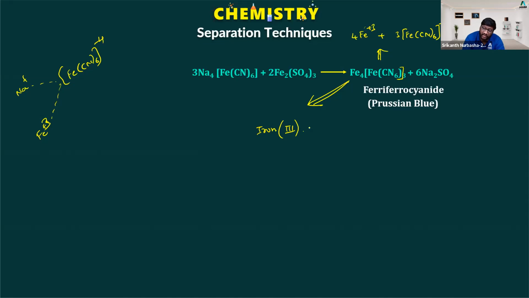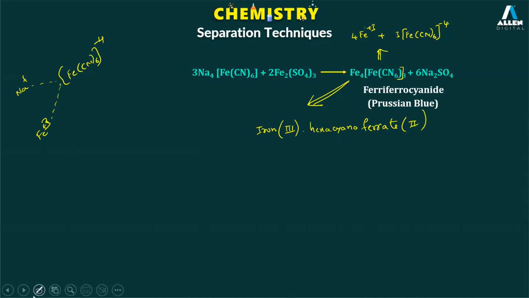So 6 cyanides are there. Hexacyano. Iron is present in the anionic part, so ferrate you have to write. What is the oxidation state? 2. Iron(III) hexacyanoferrate(II). Got it or not? Defined everything, right? Yes, sir.